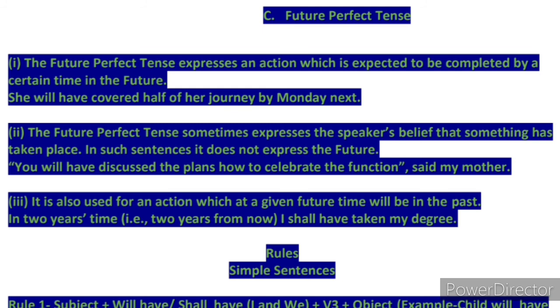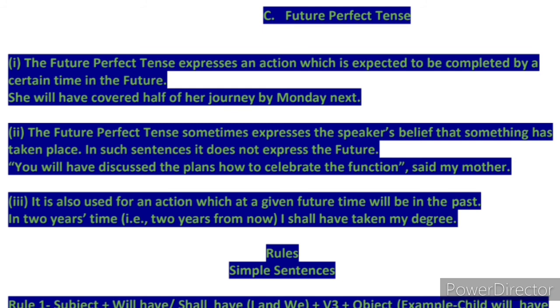Next is future perfect tense. So future perfect tense expresses an action which is expected to be completed by a certain time in the future. For example, she will have covered half of her journey by Monday next. Next is, the future perfect tense sometimes expresses the speaker's belief that something has taken place. In such sentences, it does not express the future. For example, you will have discussed the plans how to celebrate the function, said my mother.